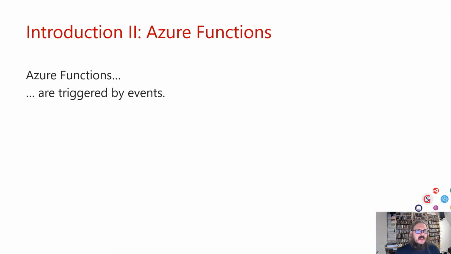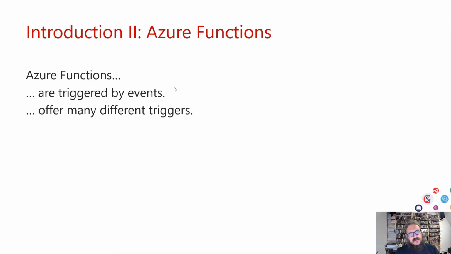The first thing I would like you to know about Azure Functions is that they are triggered by events, meaning an Azure Function is a piece of code that sits somewhere in the cloud. And when a certain event happens, this piece of code is executed. You have a broad variety of triggers that you can choose from. For example, you could use an HTTP trigger, meaning that if you place an HTTP request on a specified endpoint, your code is executed. Or you could use a queue trigger, meaning that if an item is placed in a predefined queue, your function is executed.